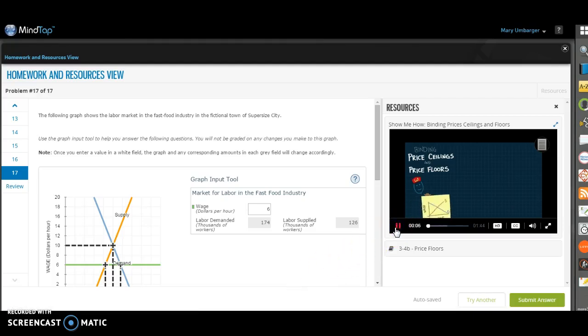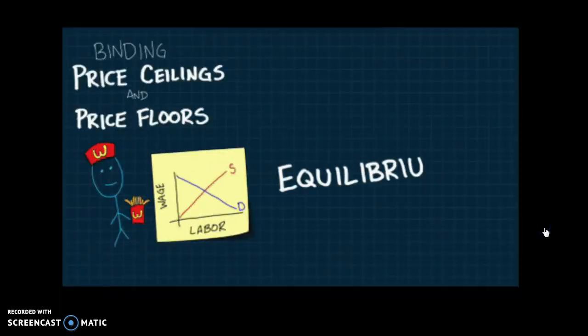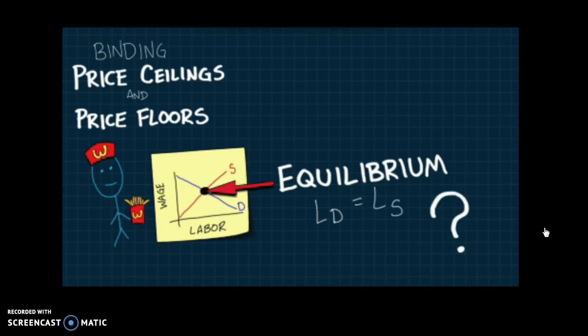Know the demand and supply for labor in the fast food industry. The equilibrium in this market occurs where the quantity of labor demanded equals the quantity of labor supplied. Why is that the case?